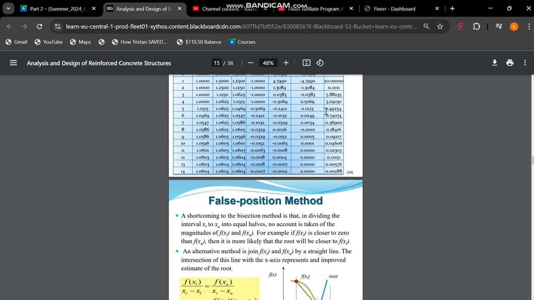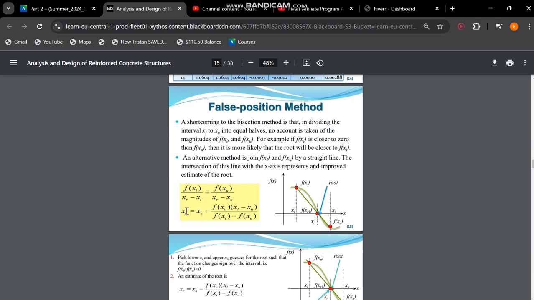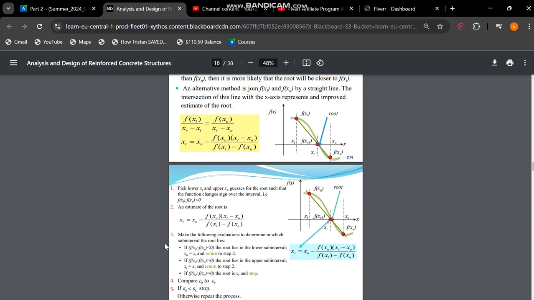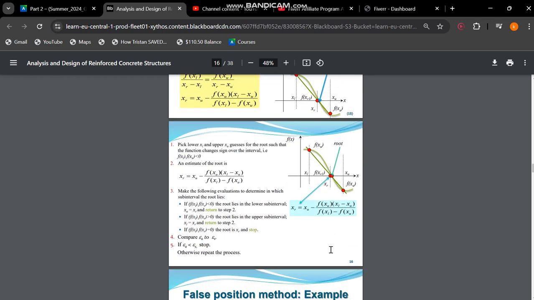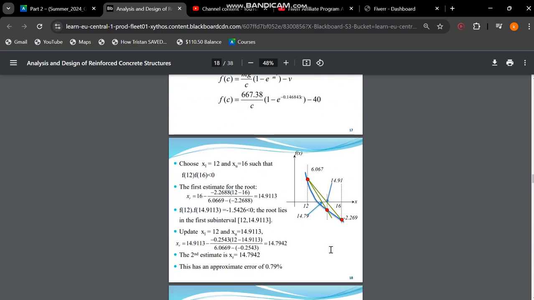Another efficient way is to use a modified equation, which modifies the slope and gives you a better estimate of the root. It's the same concept, just the formula is replaced. This is the updated new formula: XR equals XU minus this whole expression. That's the new formula, and we will use that in this example.